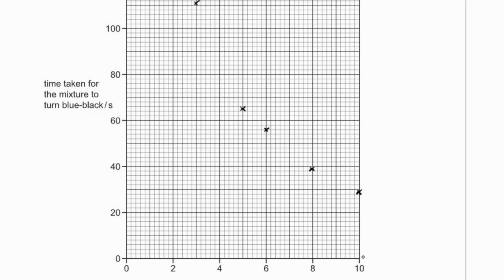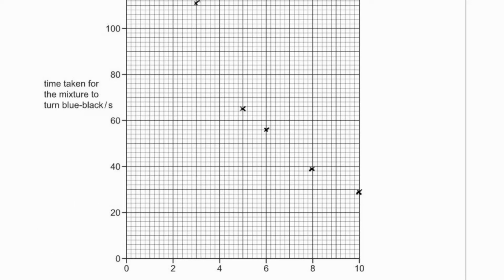Okay, so these are the points. We have 10 centimeters cubed for L. We have 29 seconds at 8 centimeters cubed. We have 39 seconds at 6 centimeters cubed. We have 56 seconds at 5 centimeters cubed. We have 65 seconds, and at 3 centimeters cubed we have 111, which just shows up on the screen. Remember, if you want to know how much each little square is worth, we're going up by 20 seconds per big set of 10 squares. That means 20 divided by 10, 2 seconds per square.